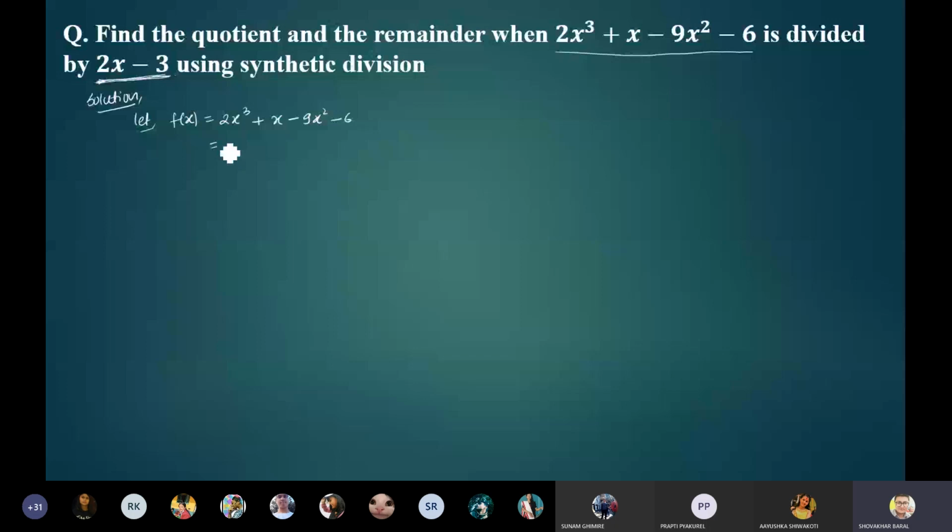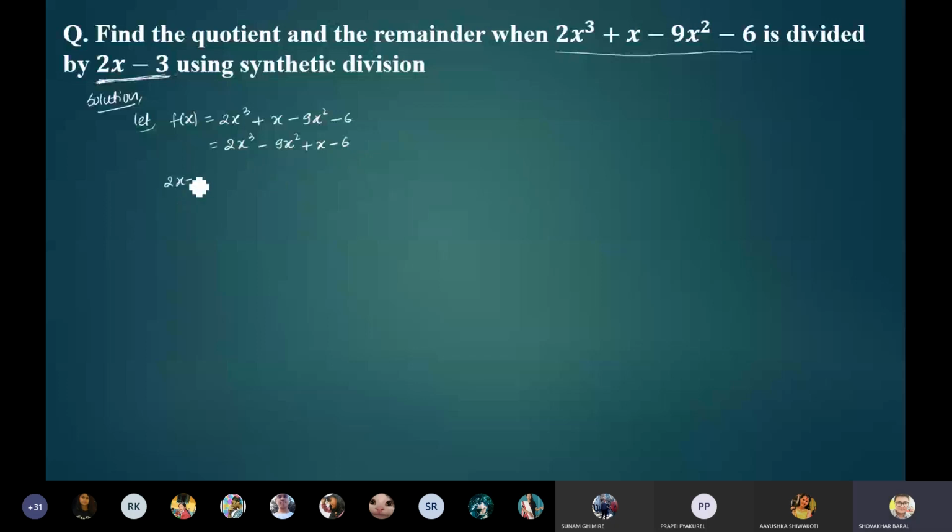2x cube minus 9x square plus x minus 6. Now these are in the decreasing order. If it is not in the decreasing order, then you need to arrange it first.